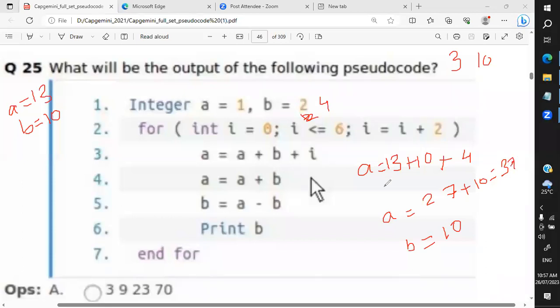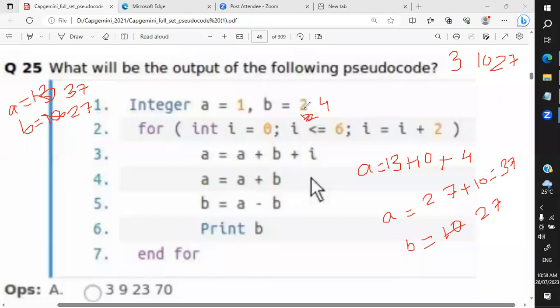Then B is equal to A minus B. 37 minus 10 is 27. The last updated value of A is 37, sorry, and B is 27. And then we'll print B. So it prints 27.